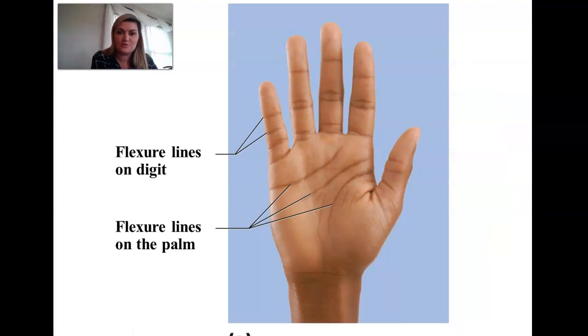Next, we have what's referred to as flexure lines. Those are going to be the lines that you find where your body's going to bend, and that's going to be the ones on the hands. So you see the ones on the digits or the fingers, and then you see the ones on the palms.